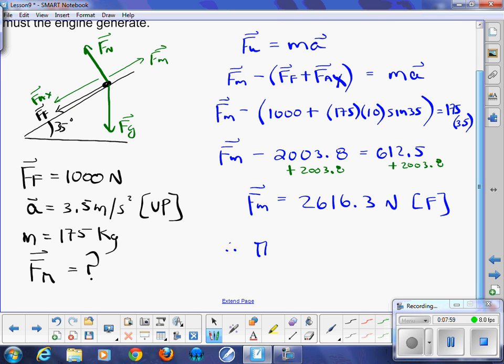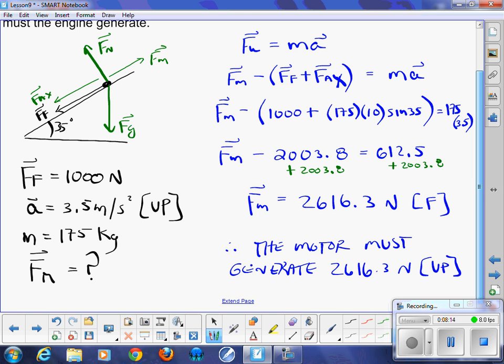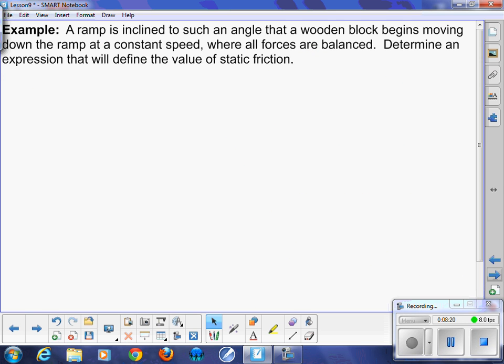So therefore, the motor must generate, or is generating, 2616.3 newtons, and I guess up the ramp, forward, whichever notation you're going with there. So there we are. What do we got here?